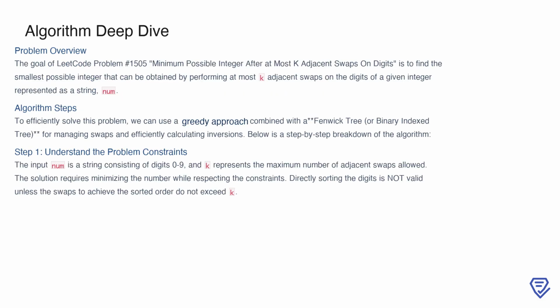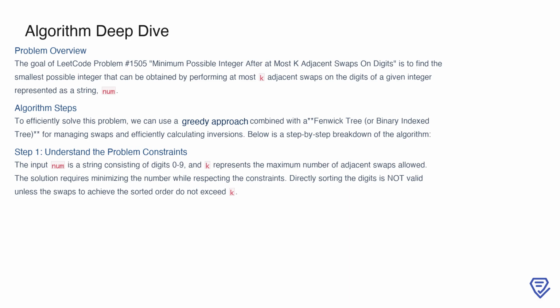In this problem, the objective is to find the smallest possible integer by performing at most k adjacent swaps on the digits of the given number. For example, if the number is represented as a string like 4321 and we are allowed 4 swaps, we need to carefully plan our operations to achieve the smallest possible arrangement of digits. However, it's important to note that directly sorting the digits isn't valid unless the swaps required to achieve that order are within the limit of k. This makes the problem non-trivial and requires a strategic approach.